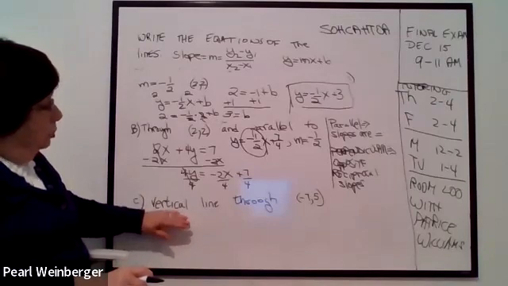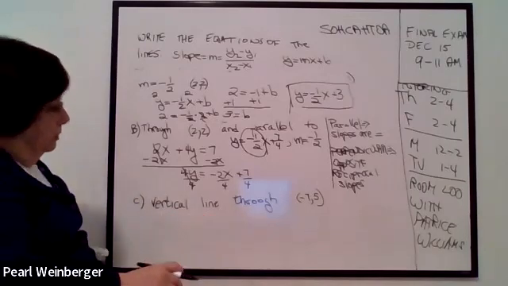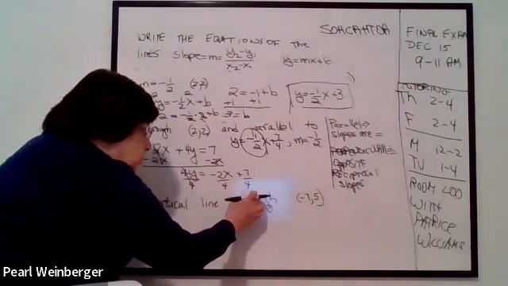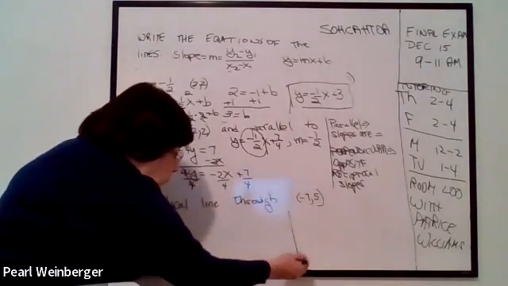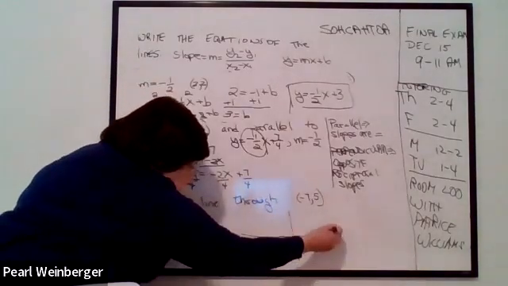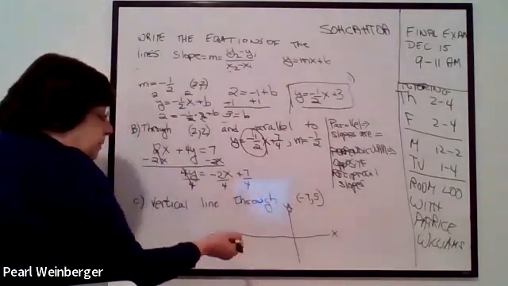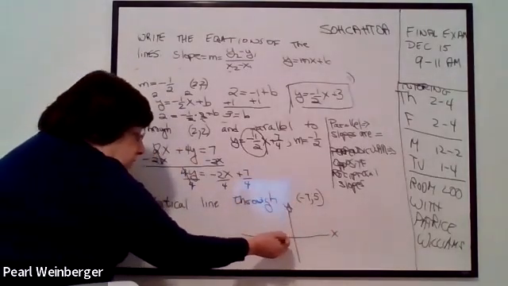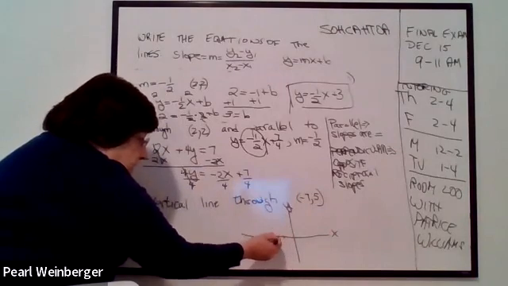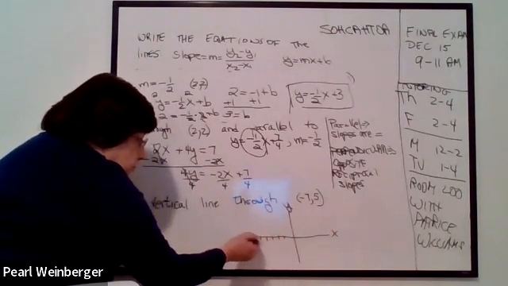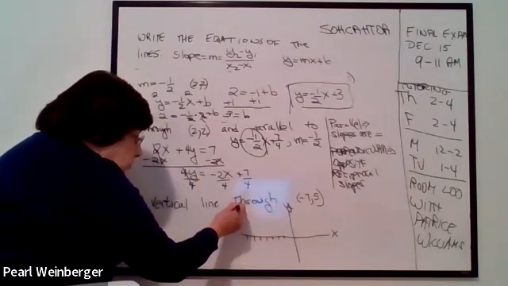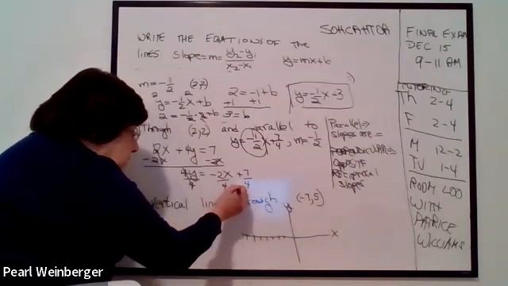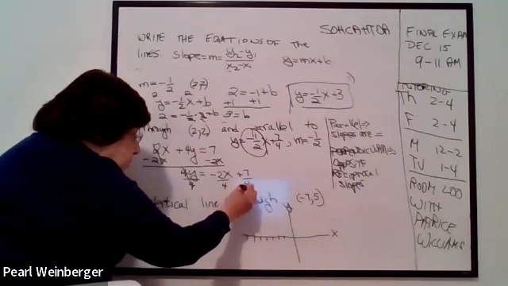We want the equation of a vertical line that passes through the point -7, 5. So I'm going to draw this because this is an easy picture to draw. Negative 7, 5 would be 7 to the left and 5 up, which is right here. Here's the point, negative 7, 5.